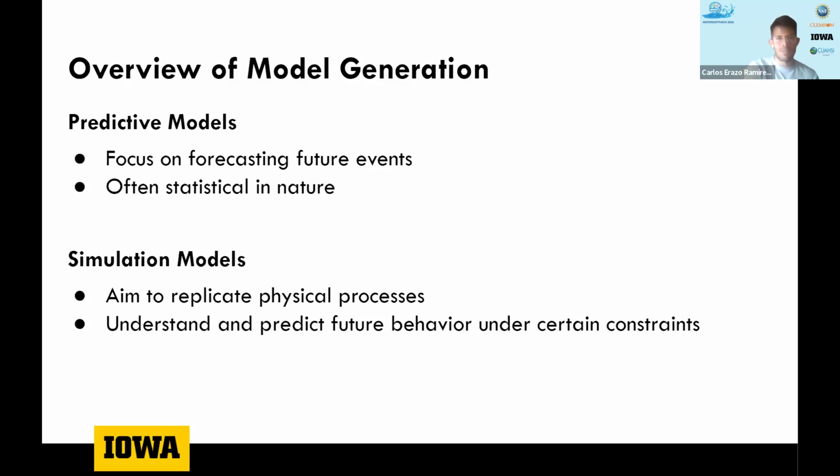We need faster predictions. We need faster decision making. So simulation models are trying to replicate that process, and we're trying to understand the behavior under specific constraints, right? Constraints of data, constraints of temporal scales as well. And there's the coupling of the two: you have statistics coupling or aiding the simulation models.